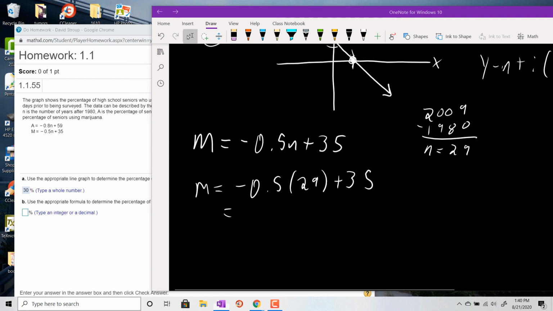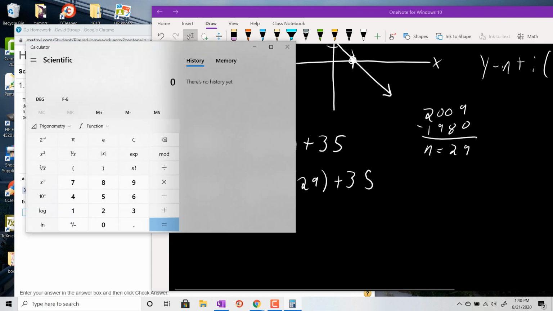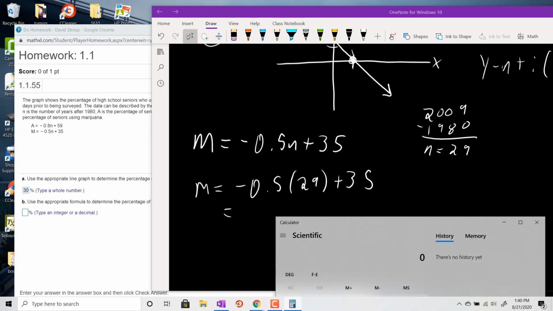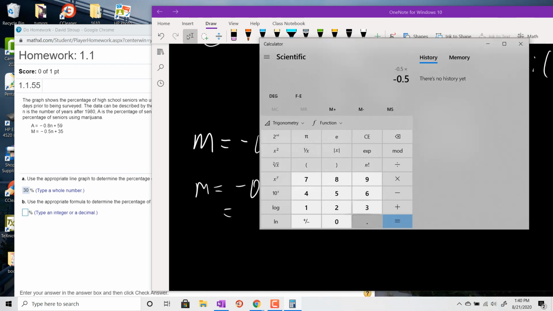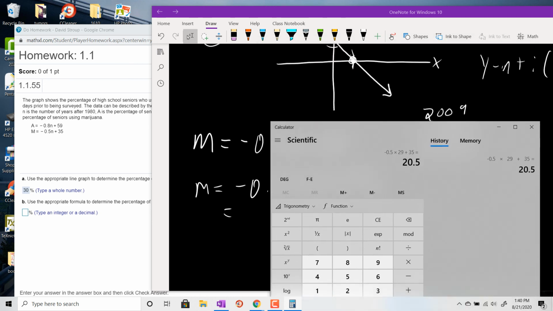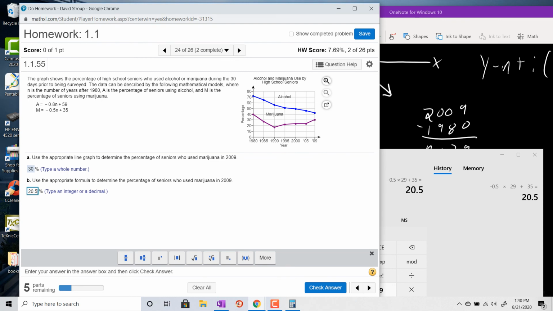I'm going to need my calculator. Negative 0.5 times 29 plus 35. Oh, I could use the negative symbol. Clear. Negative 0.5 times 29 plus 35. That's 20.5%. They want an integer or a decimal, so 20.5. It seems way off. So, where's my submit button? Check answer.